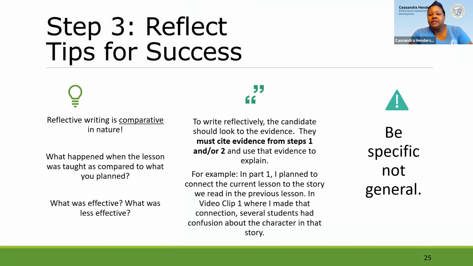To write reflectively, the candidate really should look to the evidence. They must cite evidence from steps 1 and 2 and use that evidence to explain. For example, in part 1, I plan to connect the current lesson to the story we read in the previous lesson. In video clip 1, where I made that connection, several students had confusion about the character in that story. That connects evidence from steps 1 and 2. It explains what they were going to do, and how what happened in the lesson was different from what they planned. So that is a reflective segment of writing. Be specific, not general.